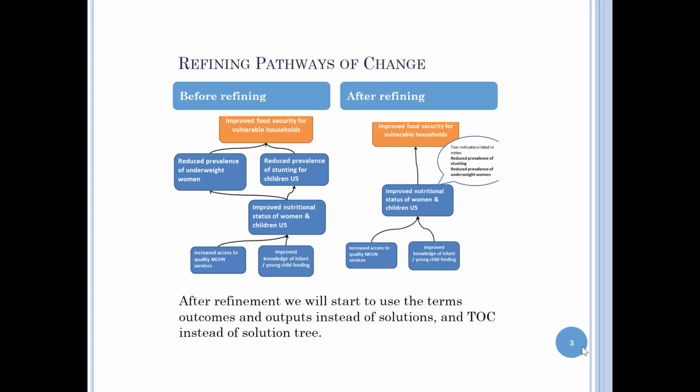In the problem tree, we were talking about problems and underlying causes. In the solution tree, we were talking about solutions. Now, when you have finished your solution tree, we start moving towards the theory of change tree or graphic, and instead of talking about solutions, we'll start to talk about outcomes and outputs.